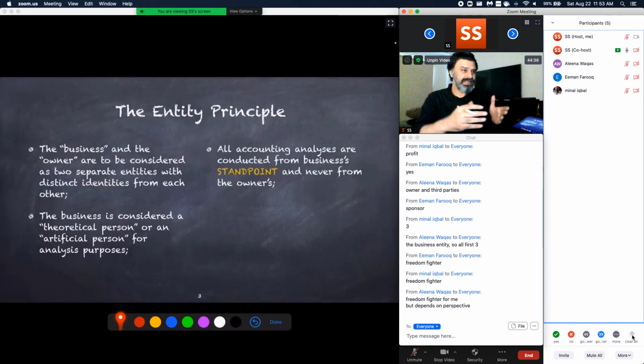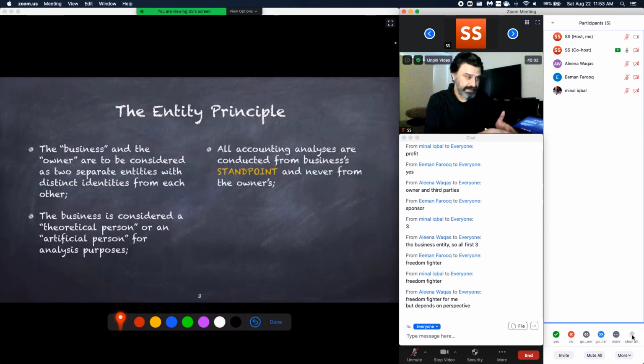Now, what does it have to do with accounting? Accounting is all about analysis, and a very specific analysis, and that analysis is all about the business's progress, and that business's progress all depends on the evaluation of transactions in which the business engages in its everyday life.